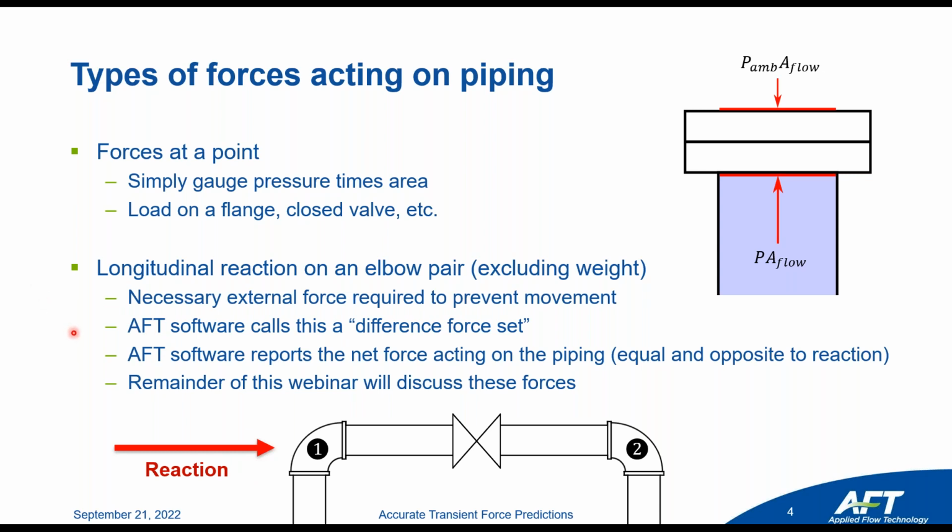AFT, our software, both Impulse and xStream, calls this a difference force set, and what we report is the net force acting on the piping. So we're going to report the fluid force on the piping that's equal to the reaction needed by the structure to support that force and react against it. The remainder of this webinar is really about this particular situation, a difference force across elbow pairs.